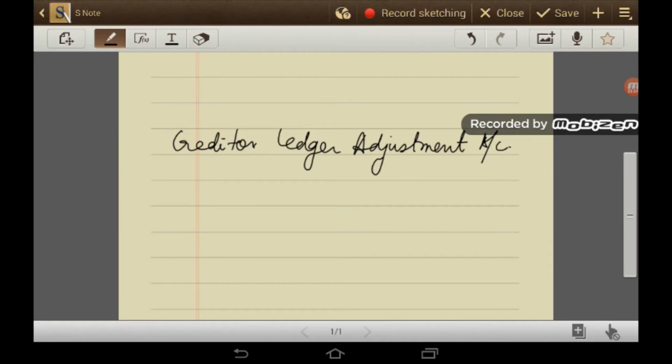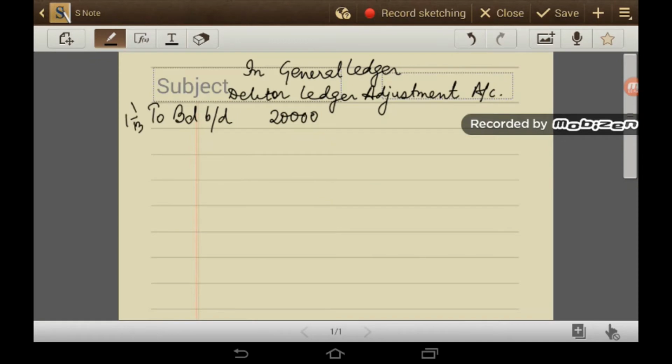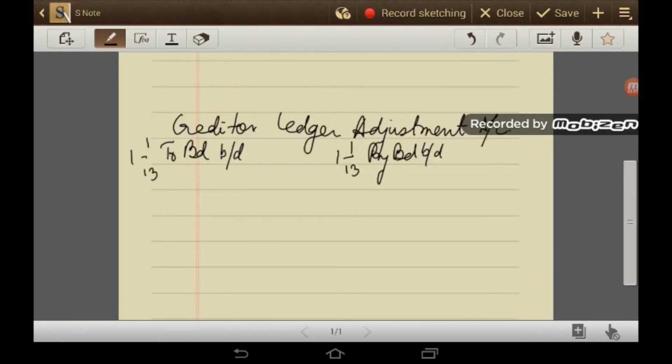So debtor balance is given, the opening as on 1st January 2013, the debit balance is 20,000 and the credit balance, by balance c/d, is given as 300. And the creditor balance: the credit balance is given as 15,000 and the debit balance is given as 200 rupees. The next transaction is purchase. So total purchase is 12,000 and the cash purchase is 4,000.